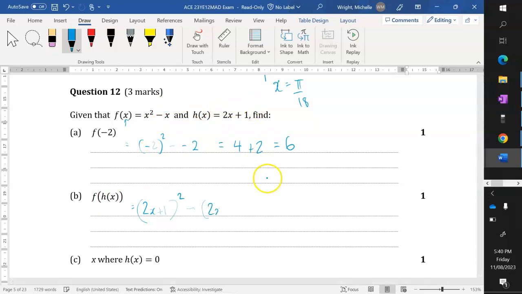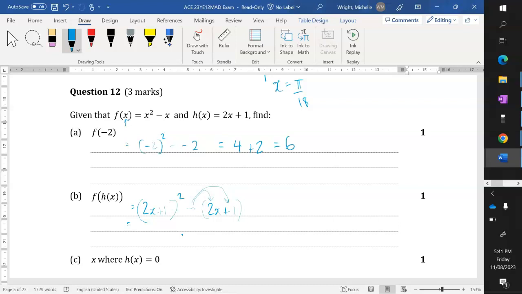But what most of you, or a lot of you, didn't do, again, it's just a silly mistake, you're taking away the whole of 2x plus 1. So that minus is going to be applied to each of those terms in there. You cannot leave that as an answer, okay? It doesn't say to simplify, but you're in advanced maths now and you always need to simplify.